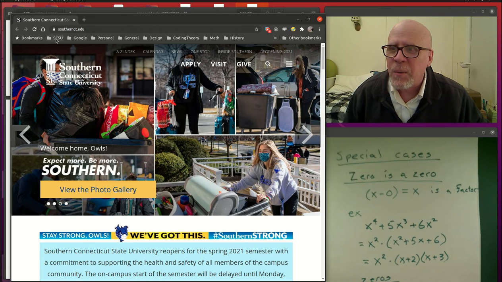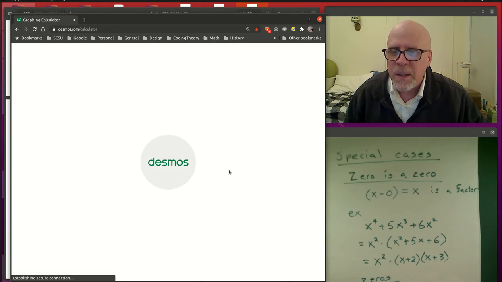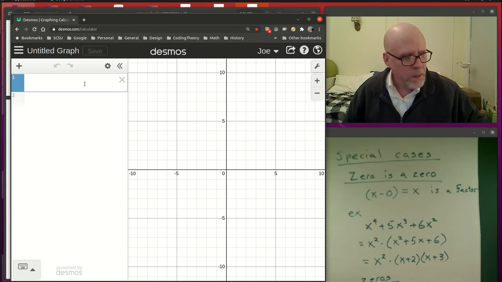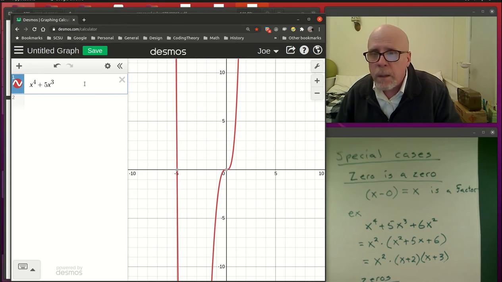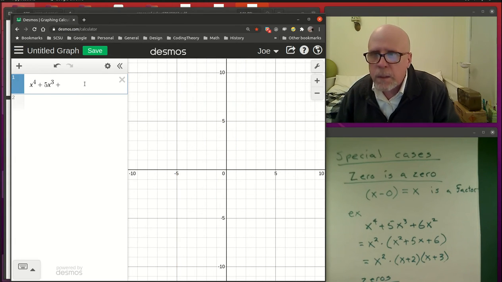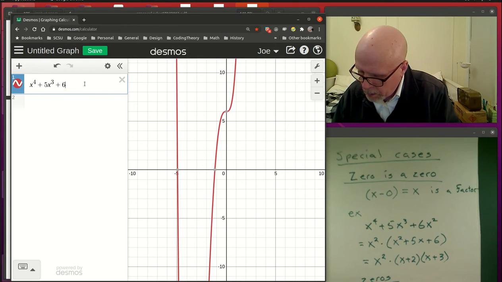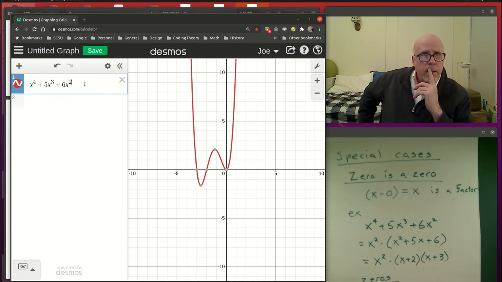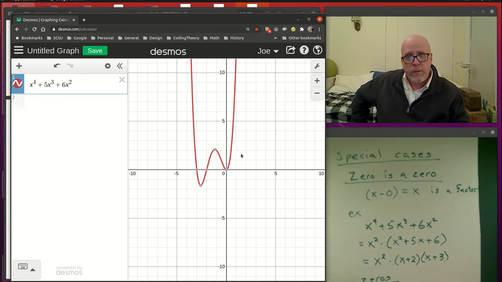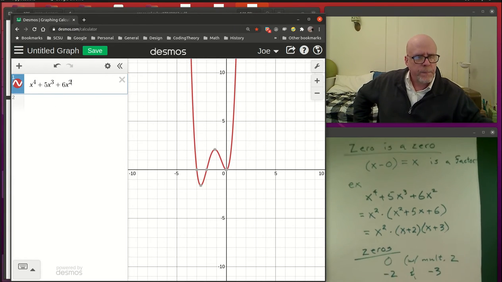Anyway, what do I want to do now? I want to show you Desmos, so I've got a bookmark for it. Let's plot that thing. It was x to the 4th plus 5x to the 3rd plus 6x squared. Yeah, so you should see the graph verifies the stuff we just figured out over here.